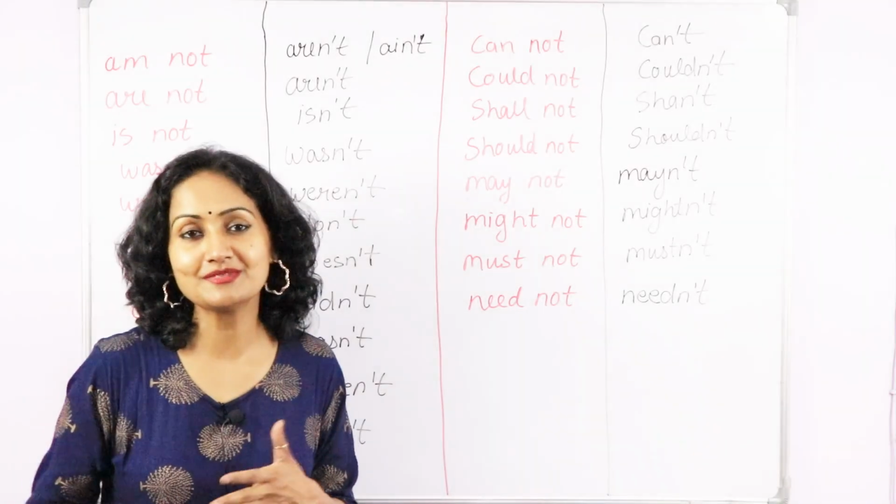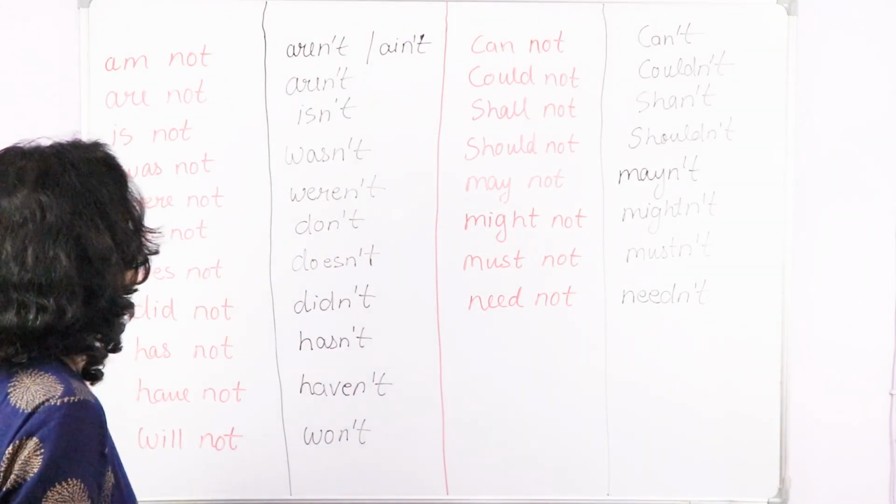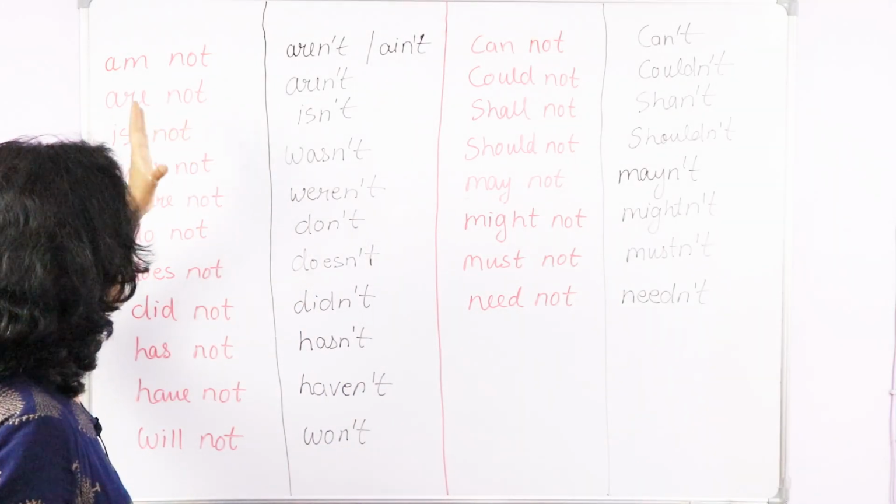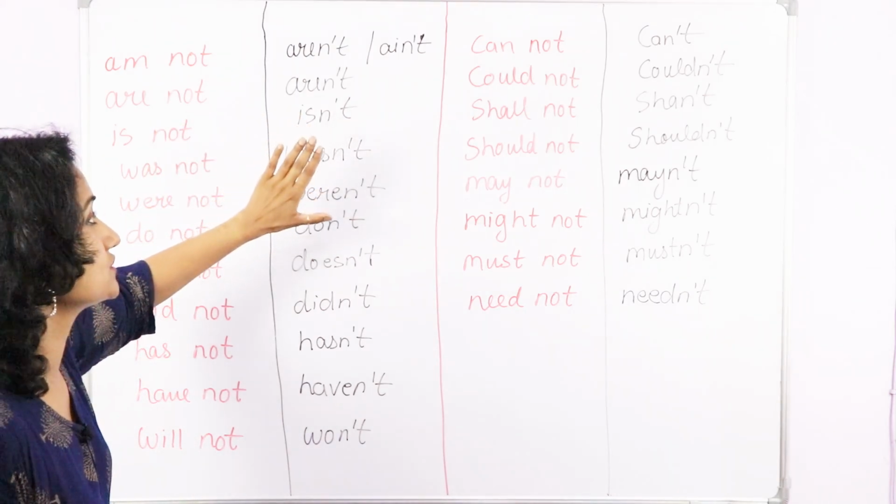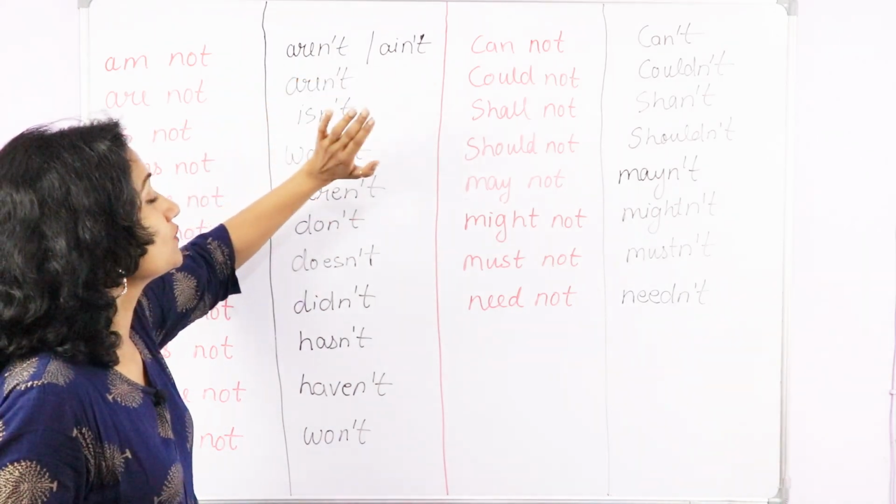Okay, so these are the contractions of personal pronoun plus auxiliary verbs. Now let's go through some negative contractions. First is am not. Am not has two contractions. One is aren't, another one is ain't.